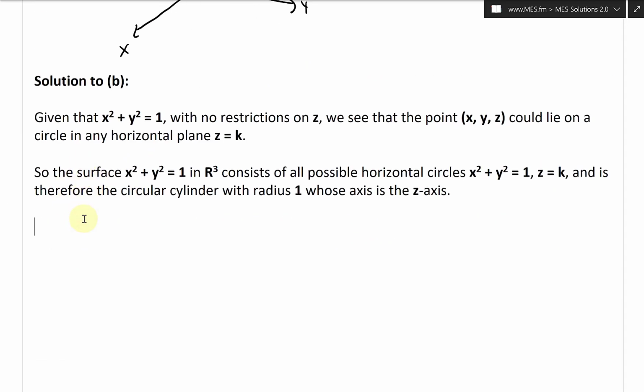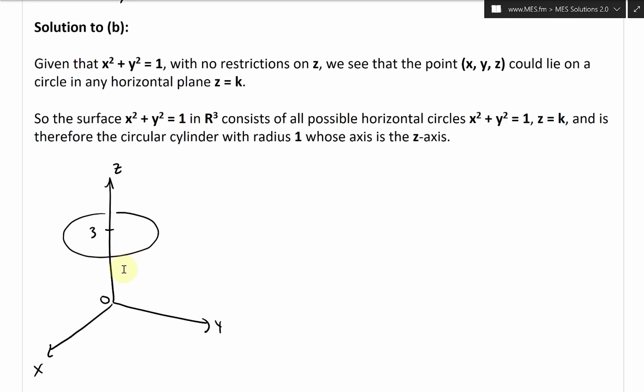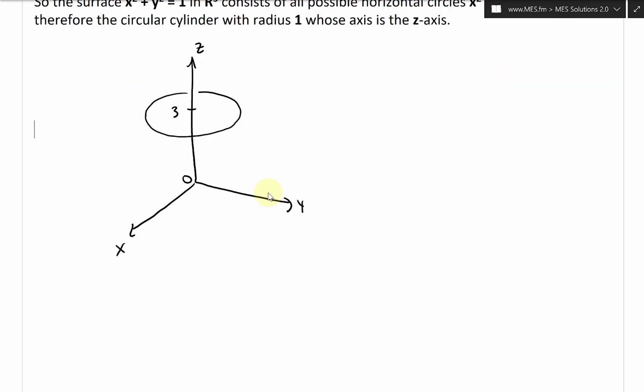I'm just going to copy and paste that same graph here. And now we can remove this 3, so it does not have to be 3. It could be anywhere, and this is going to go all the way down. I'm just going to make it on the positive axis, but it can go all the way down. And this is going to be a cylinder like that, a bit better, like this.